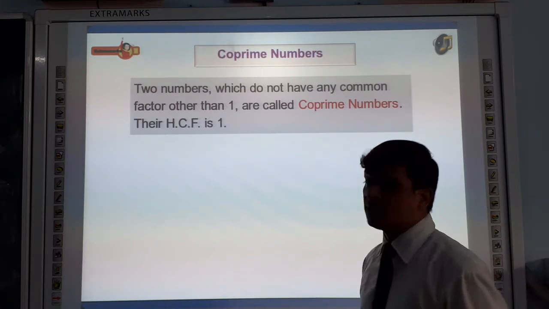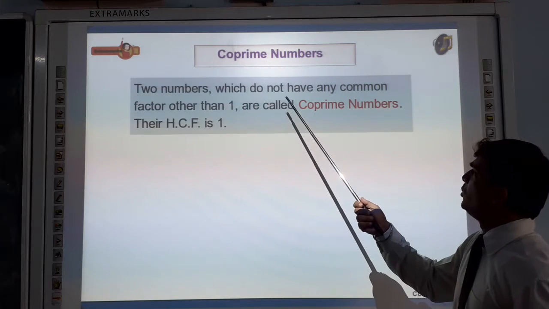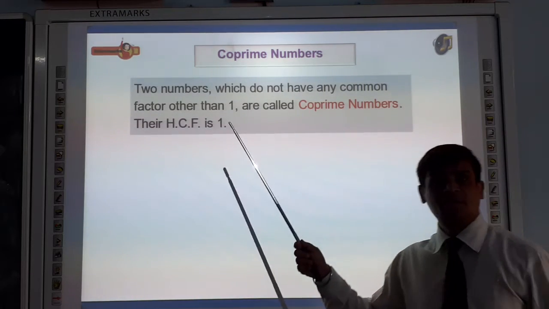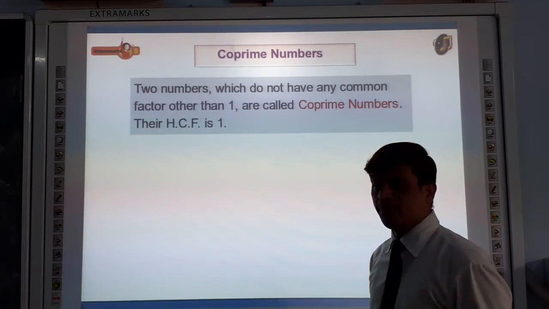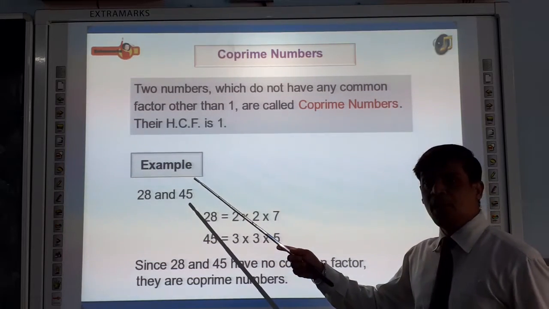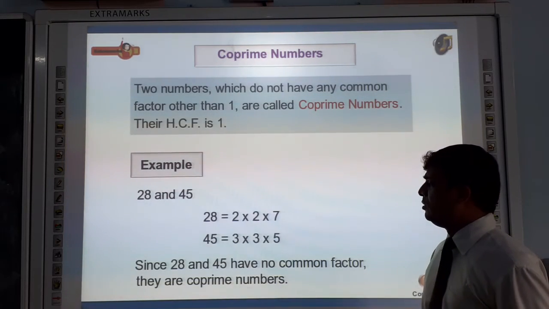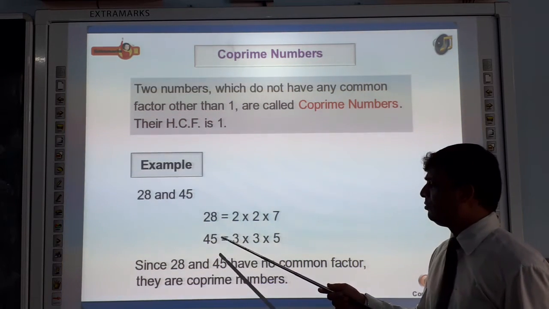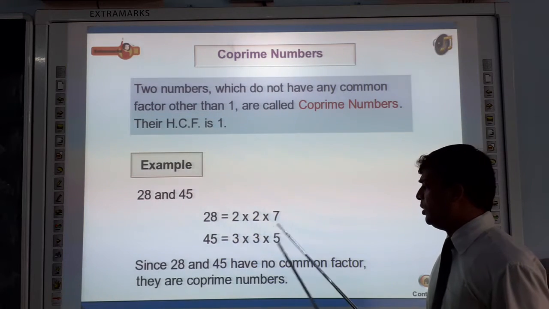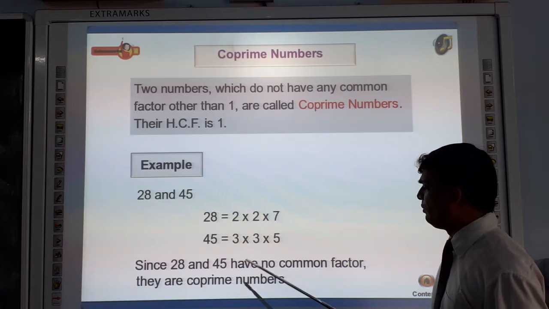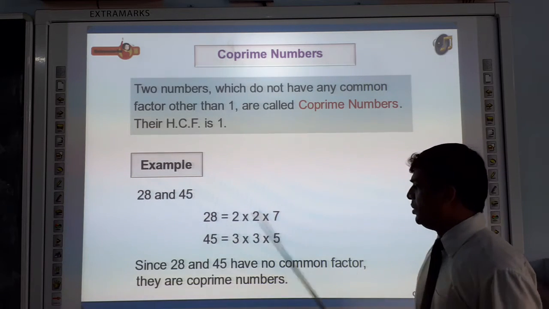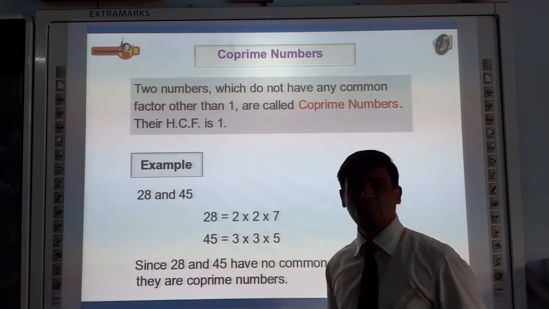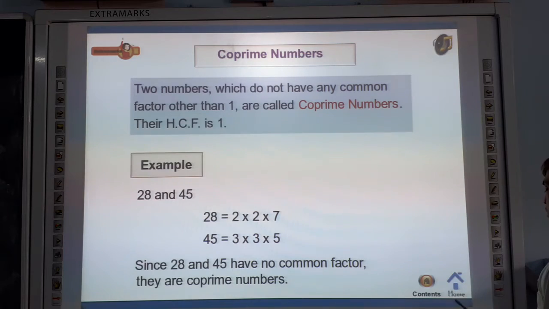Now next, co-prime numbers. Two numbers which do not have any common factor other than 1 are called co-prime numbers. Their HCF is 1. Okay. Look at this. For example, 28 and 45. Factor of 28 is equal to 2 into 2 into 7. And 45 is equal to 3 into 3 into 5. Since 28 and 45 have no common factor, they are co-prime numbers. 28 and 45, this is co-prime number. Okay.